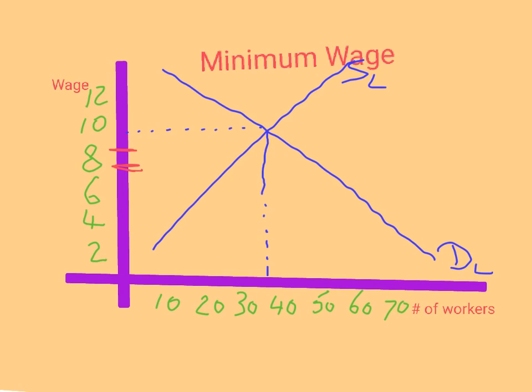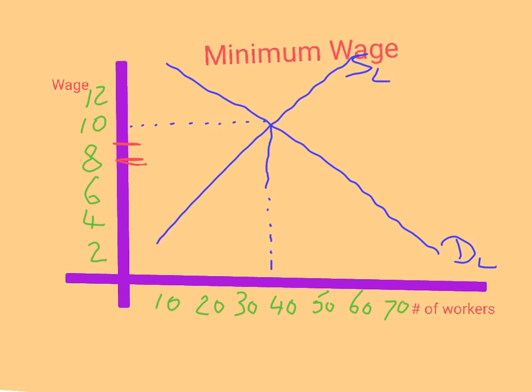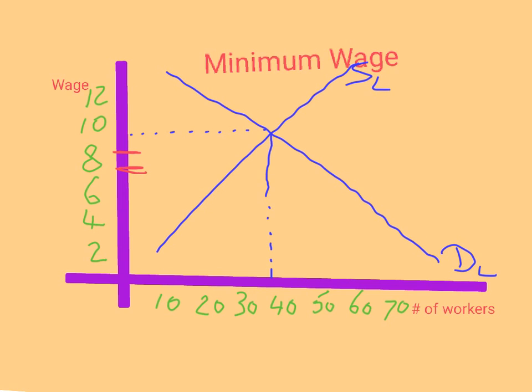Now this would change, of course, as soon as the minimum wage goes above $10. So let's say the minimum wage becomes 11. Now we will see a surplus of labor, unemployment. And of course, it would get worse if the minimum wage goes even higher to $12 or $13 or $14.